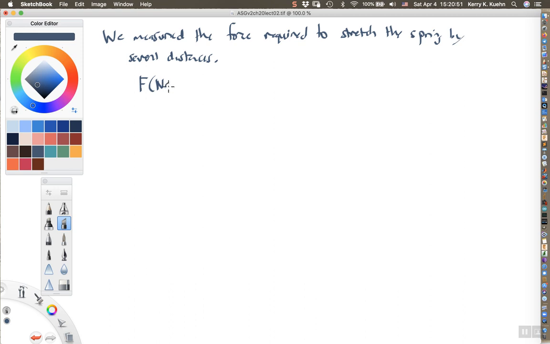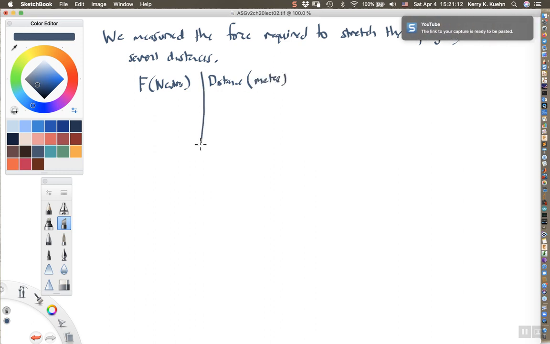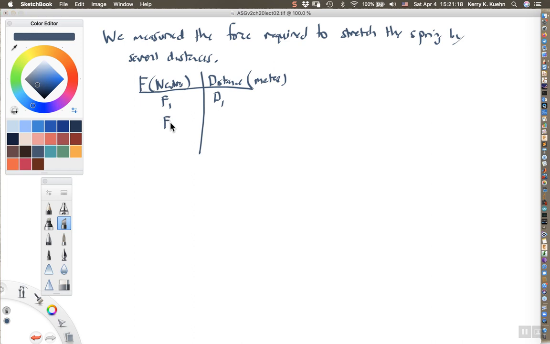Let's use newtons. And we measured the distance of stretch. Technically, it wasn't the distance of stretch. It was the total distance between the vertical shaft and the indicator rod. And this we did in centimeters, but let's just convert that to meters. So we got several data points, right? So we got force 1 and distance 1 and force 2 and distance 2 and so on, right?